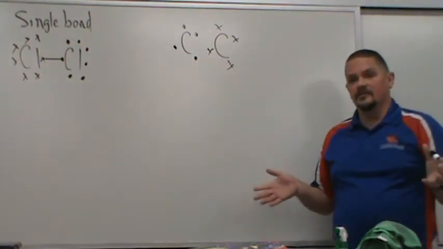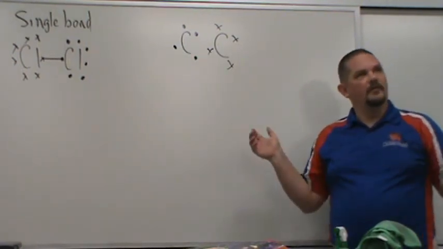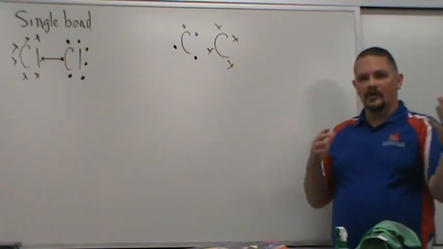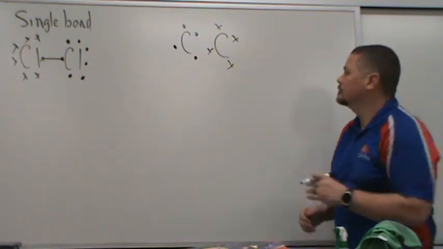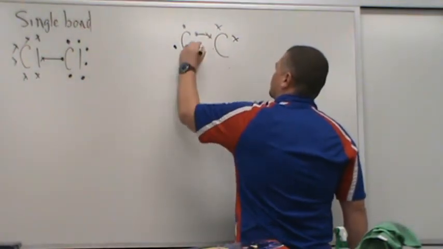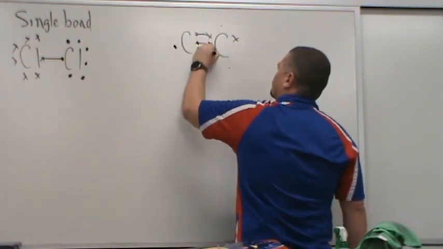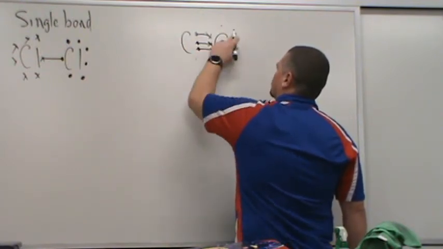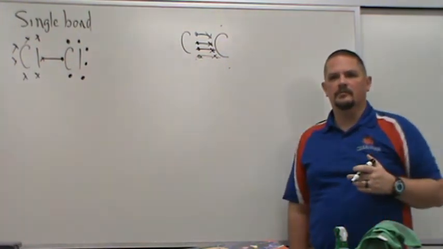And how many unpaired electrons does each carbon atom have? 4. So if we think about it, all we have to do is bond up the 4 from each side, right, to make that quadruple bond between them. Like that, right?